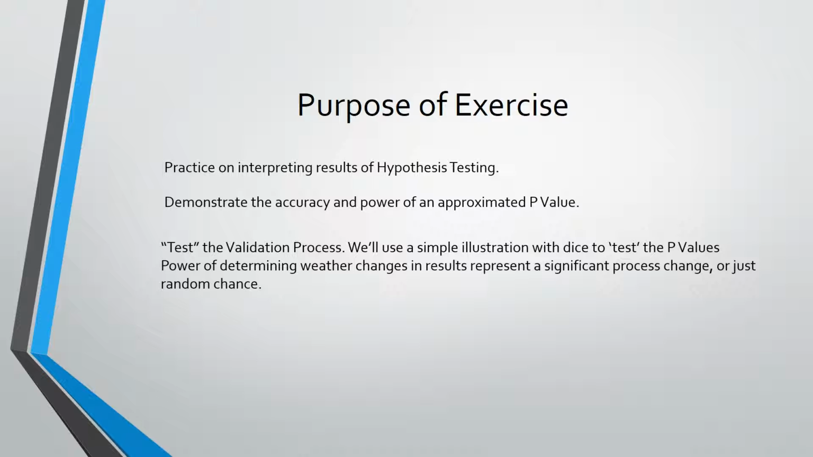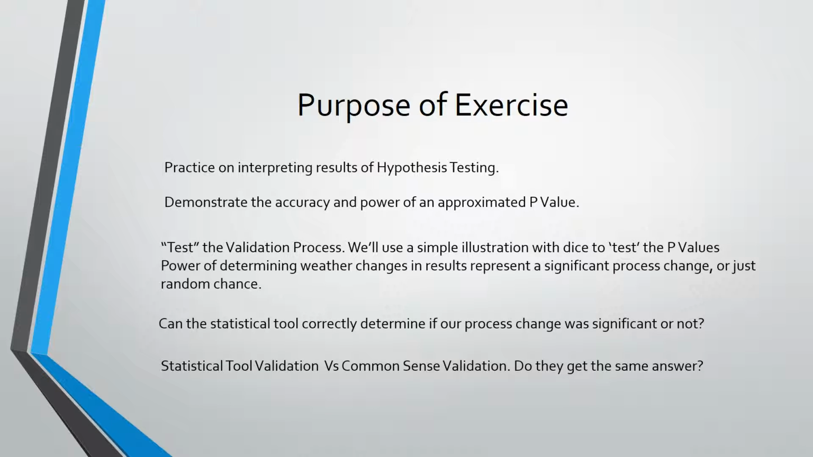We're going to use a simple illustration with dice to test the p-value's power of determining whether the changes we made were significant or not, or if we're just seeing random chance improvements. We're going to ask if this statistical tool can correctly determine if our process change was significant or not. We're going to test that ourselves because we'll know whether or not the changes we're making are significant, and we're going to validate that statistical tool. It's statistical tool validation versus common sense validation, and do they get the same answer?